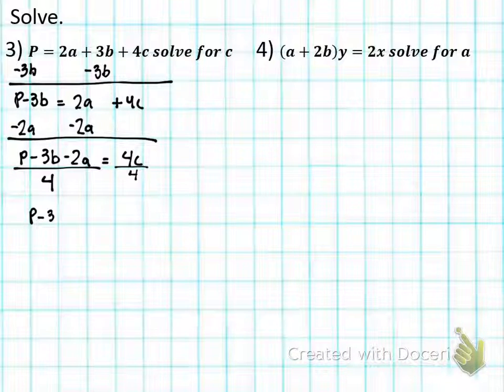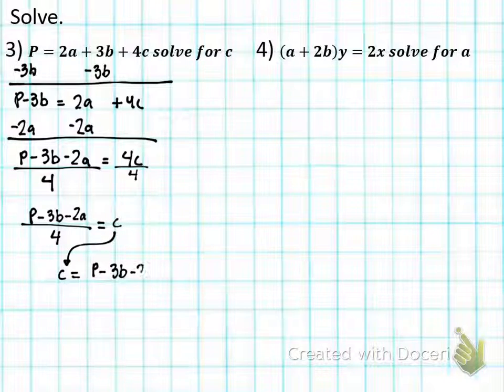It looks like a big complicated problem, but you don't have to multiply or simplify anything here, because these are all independent terms and all that's equal to c. What's one last step you can do here? Flip it using which property? The symmetric property. Good. So now we're going to do that. So c is equal to p minus 3b minus 2a, all over 4.